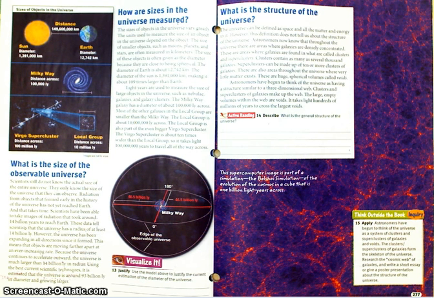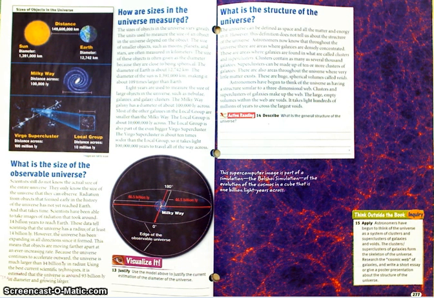Our little local group of galaxies is also part of an even bigger supercluster of galaxies known as the Virgo supercluster. The Virgo supercluster is about 10 times wider than the local group, so it takes light 100 million years to travel all the way across.